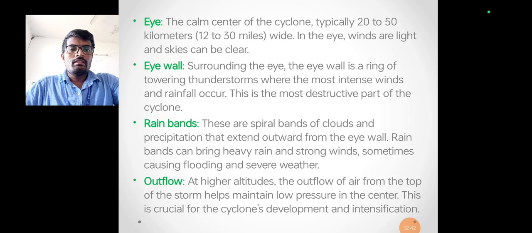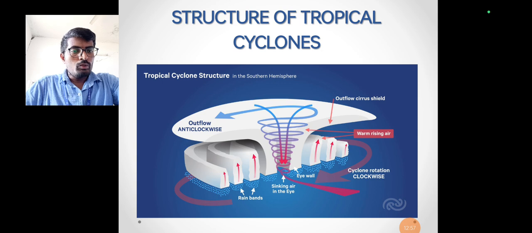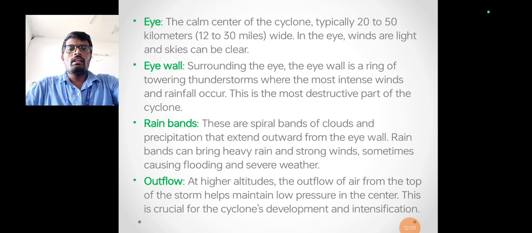Now coming to the first, the eye. The calm center of the cyclone is called the eye. It is typically 20 to 50 kilometers wide. In the eye, winds are light and skies can be clear. You can clearly observe that the blue color represents the eye, with a diameter of 20 to 50 kilometers. Based upon the diameter of the eye, cyclones are classified into different types. The cyclones are called by different names in different regions of the world.